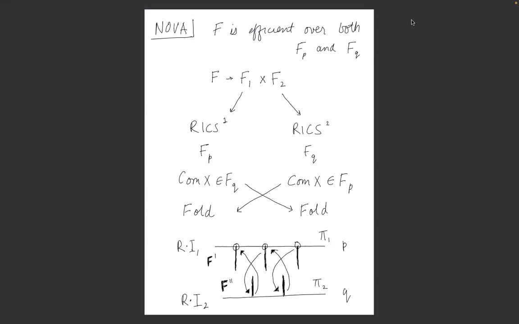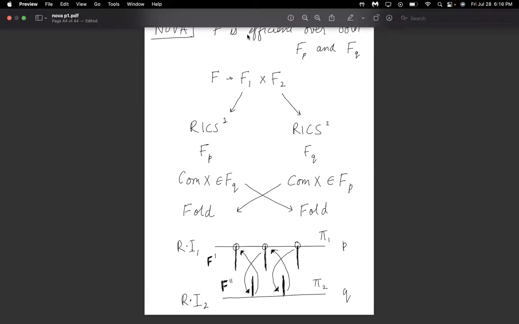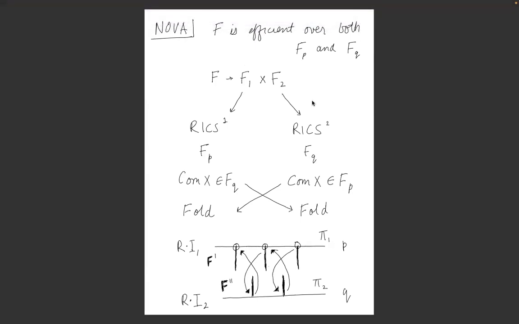So this was the last page, and we are done with section 5 of NOVA. And one last thing. When we have these two running instances, each of these running instances will output a proof, pi1 and pi2. So the verifier will verify these two proofs and then validate that the function was computed correctly, and also that the last folding was done correctly.